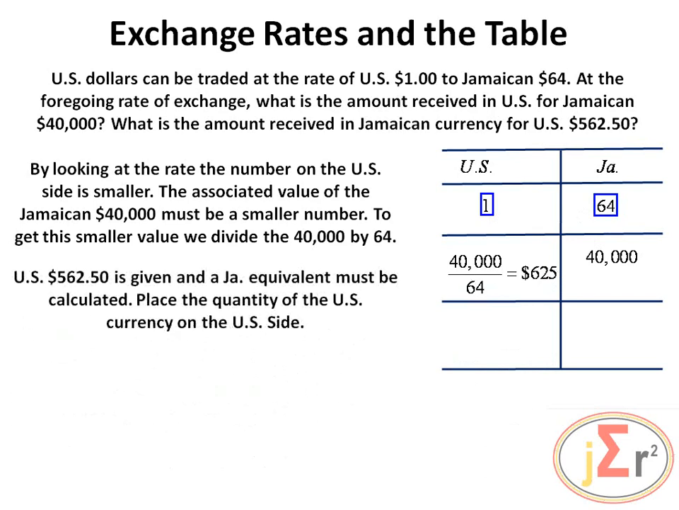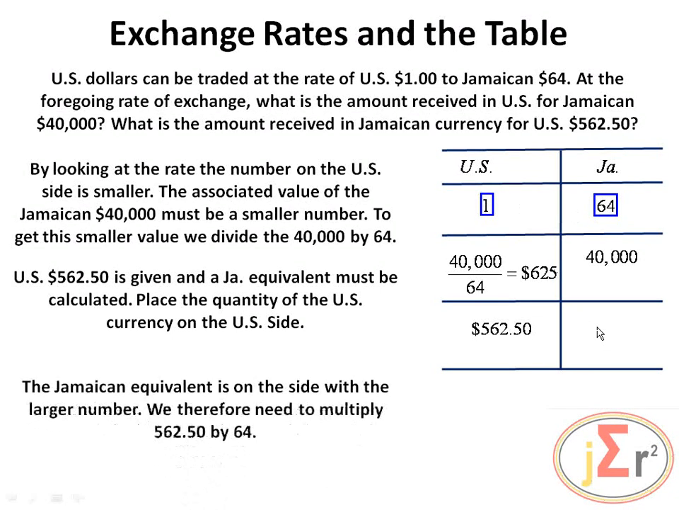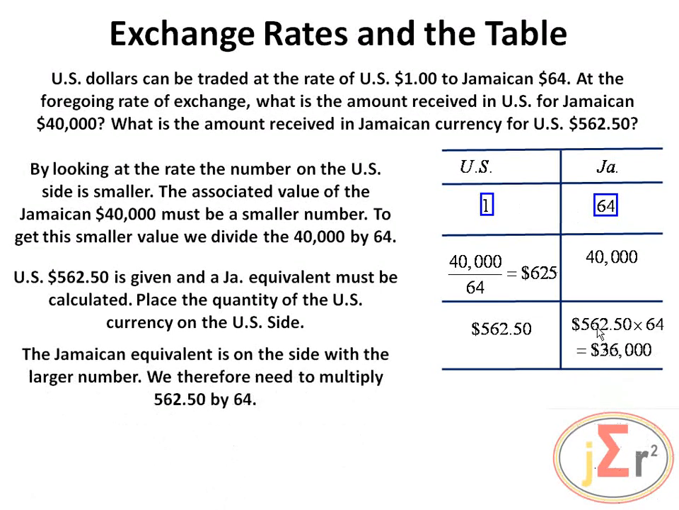So we need to convert US $562.50 to Jamaican. So we put that on the US side. Now, any number here must be smaller than the numbers that we have here. So we need to take this number and multiply by 64 in order that the number on this side will be larger than the number on this side, being consistent with what we have as the rate. So the rate tells us that any number on this side must be larger than the one on this side. So we need to multiply by 64 on this side in order to get our answer. And that turns out to be $36,000.